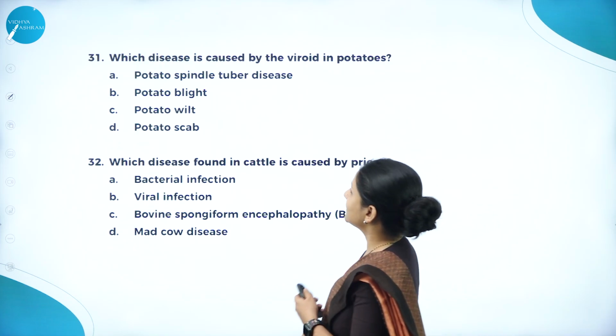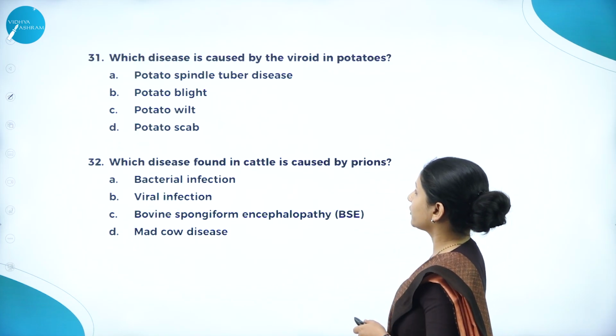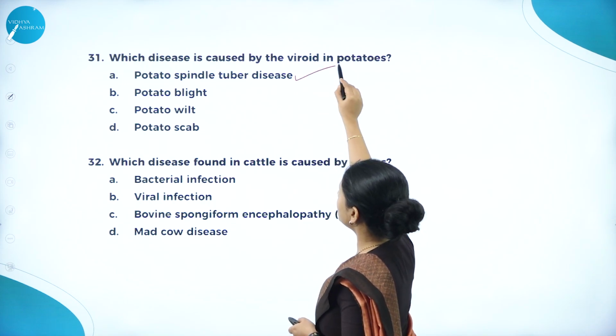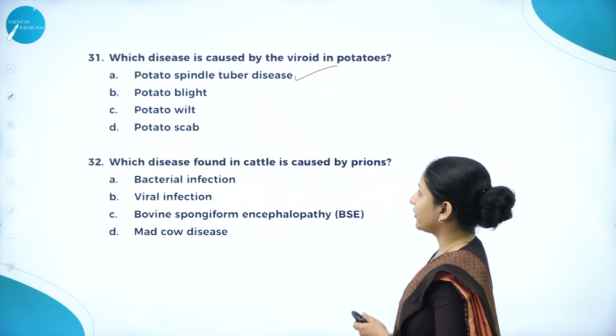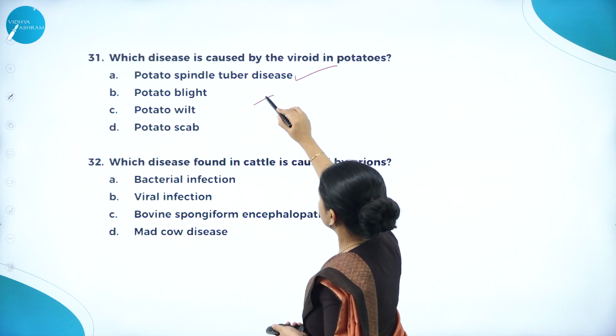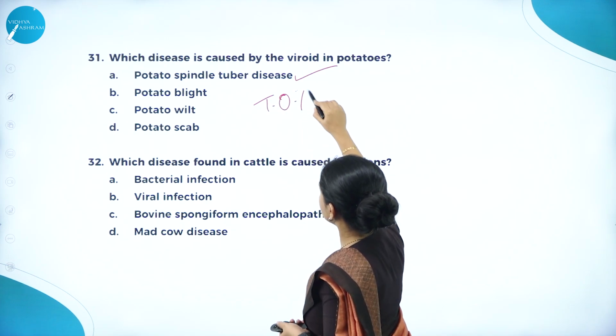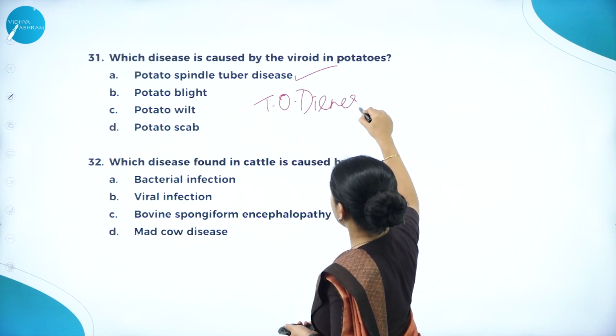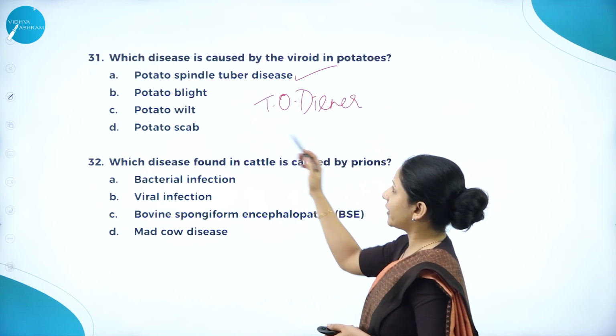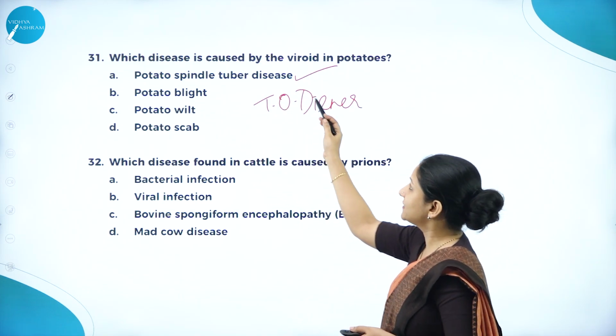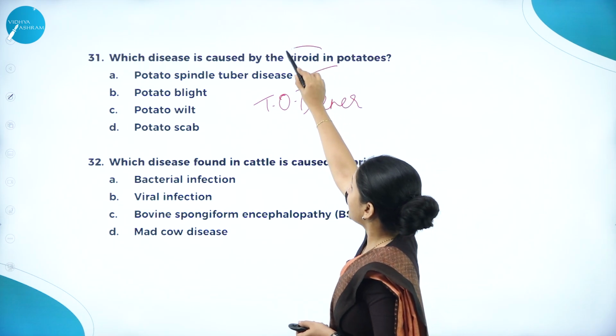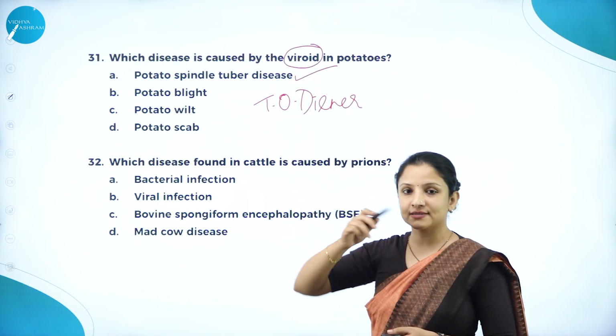Next question, which disease is caused by the viroid in potatoes? It is potato spindle tuber disease. So viroid, that is T.O. Diener. Who found out viroid? It was T.O. Diener. T.O. Diener was the first person to find out this potato spindle tuber disease, which is caused by viroid. So there is a difference between virus and viroid.